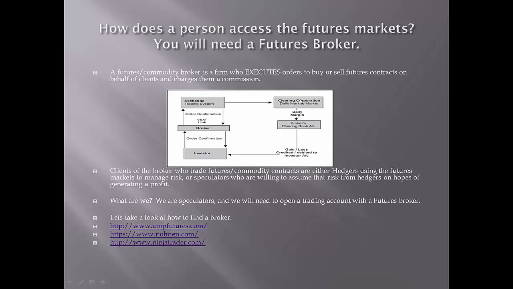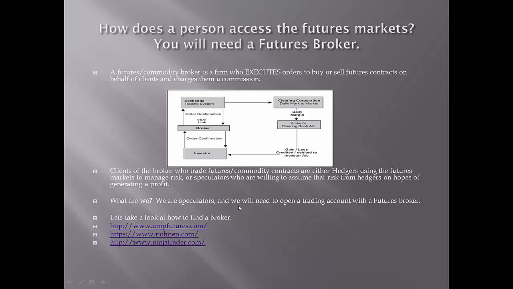So when we close a position, we go back through our broker, we close the position through the exchange, the clearinghouse offsets our buy with our sell. The difference between the buying and the selling price, whether it be a profit or loss, is then placed into our trading account as a credit or a debit. So the clients of the futures broker, those who trade the commodity contracts, are either the hedgers using the futures markets to manage their risk, or they're the speculators. We're the ones who are willing to take on that risk.